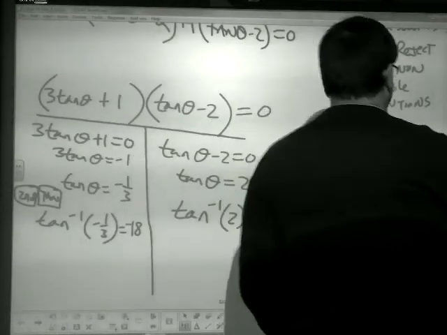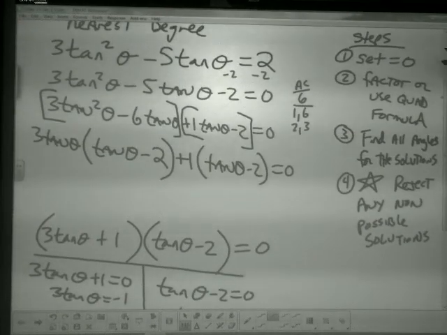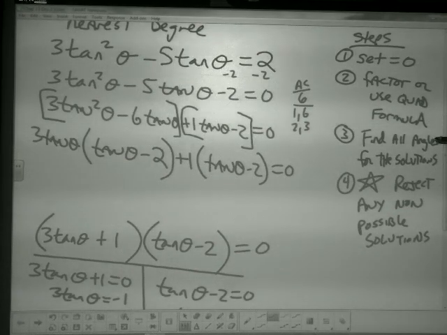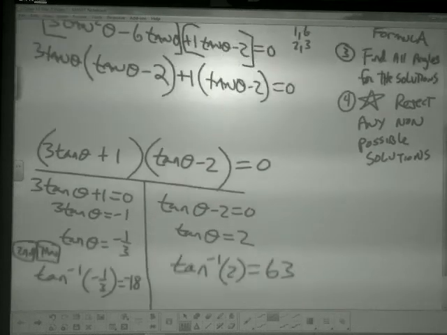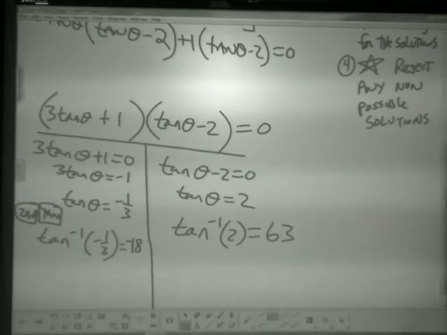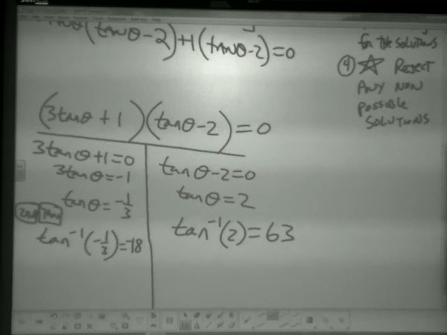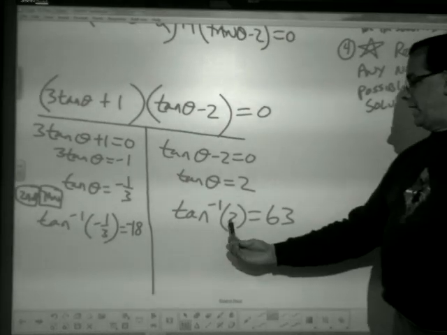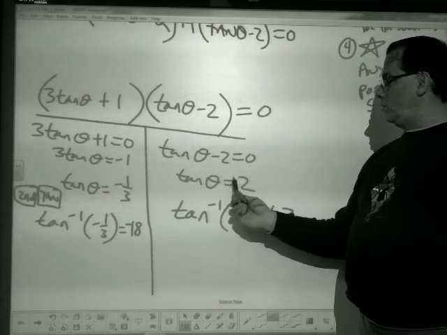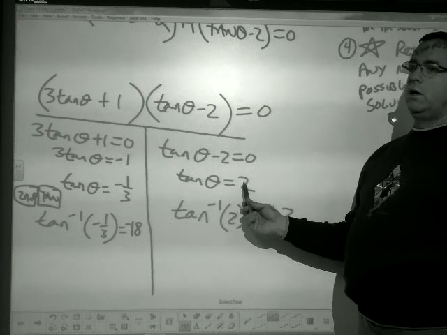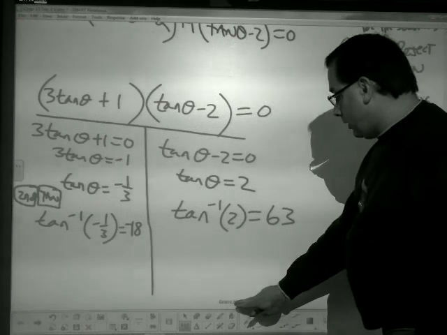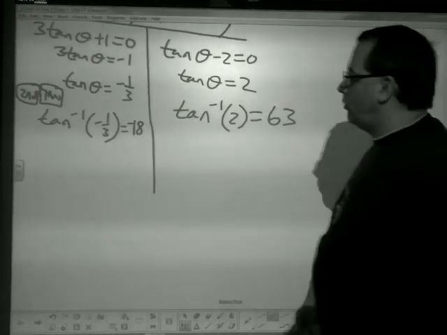Now, if I follow my steps, what does it say? Get it equal to 0, we did it. Factor or use quadratic formula, we factored. So we're finding all the angles. We're going to have to find all the possible angles, and reject any non-possible solutions. So right here, if I would have gotten an error message, meaning it's not doable, for example, if this said sine theta equals 2, we know sine can't be bigger than 1. We would actually reject this answer. But they both worked out to be answers, so we got to keep going.